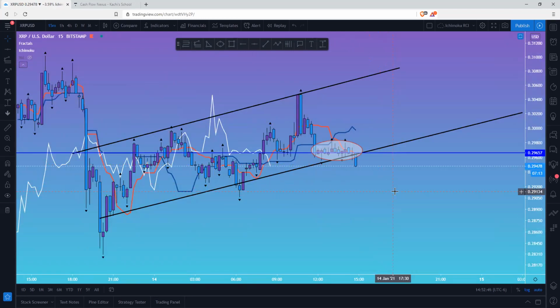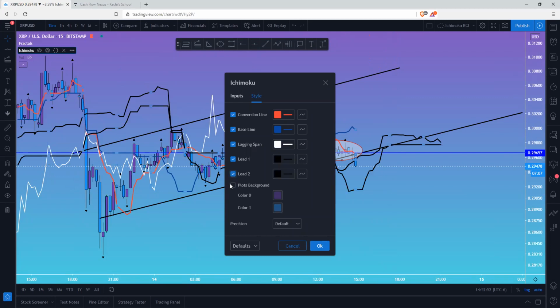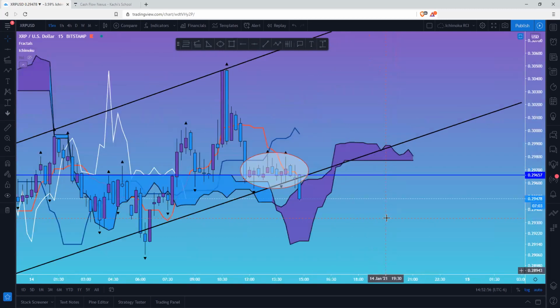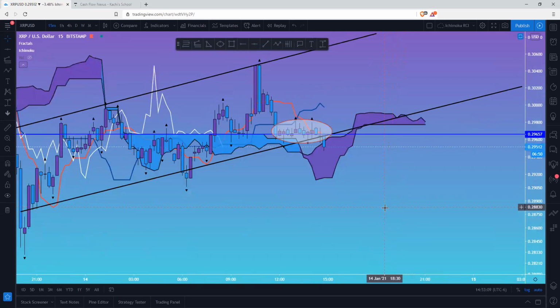All right, so let's add the last two components here. Let's put it all together. Let's put these in. All right, so we're looking at the cloud now. What is the cloud telling us here? The cloud is saying that we're actually bullish.